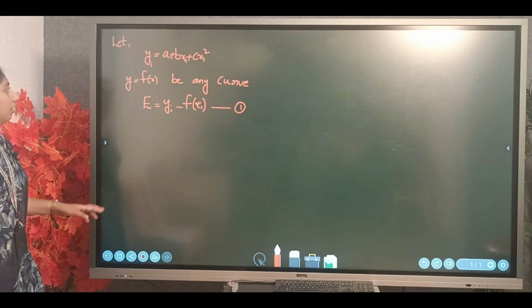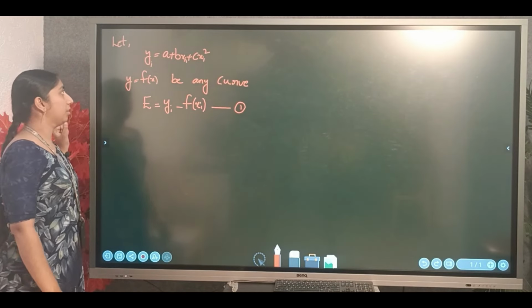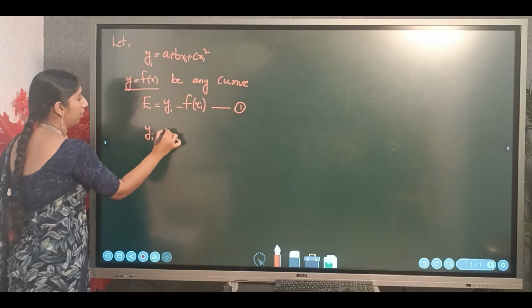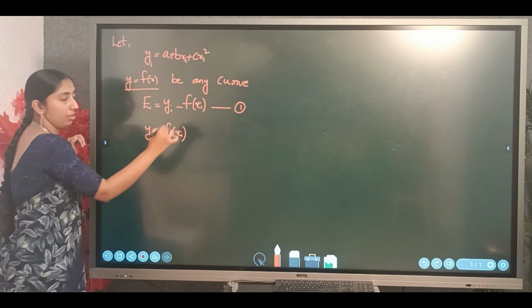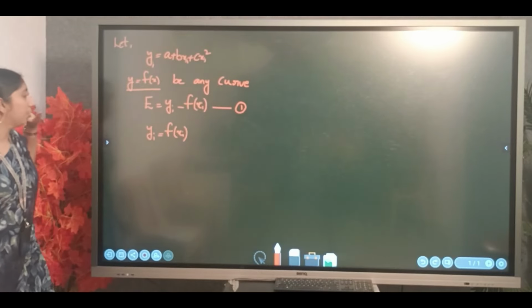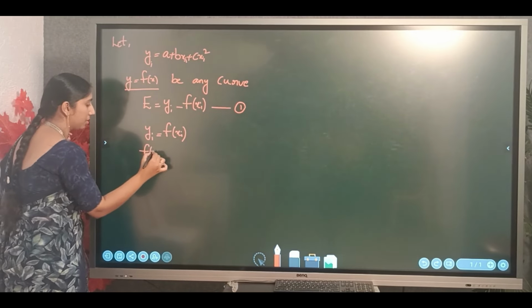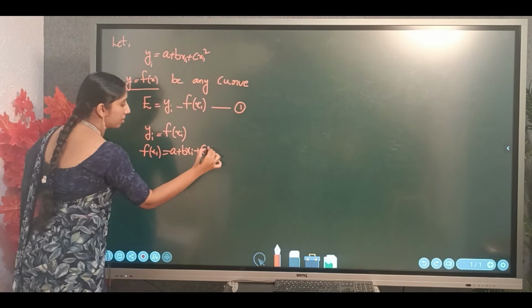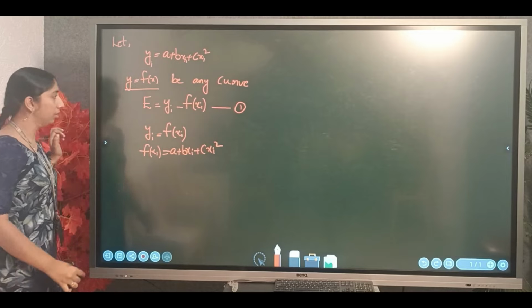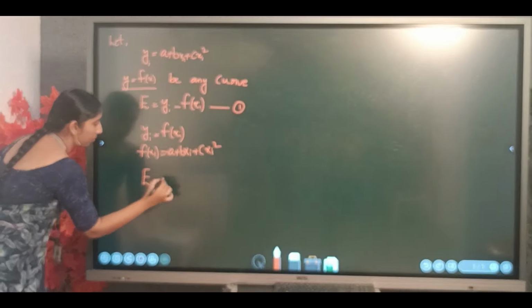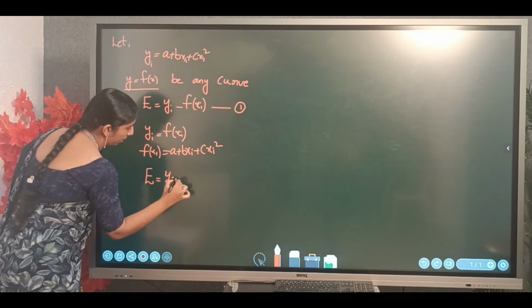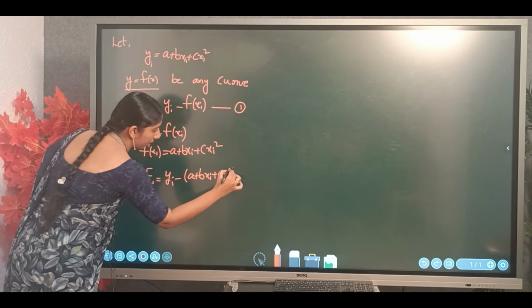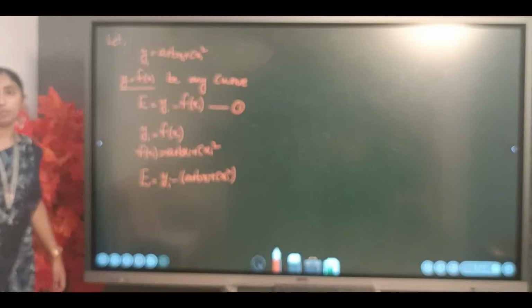So when comparing here, yi is equal to a plus bxi plus cxi square, and y is equal to f of x means you have to consider yi is equal to f of xi. So by comparing this, in place of f of xi you take a plus bxi plus cxi square. Clear? That means now e is equal to yi minus (a plus bxi plus cxi square). So this is the error of approximation.